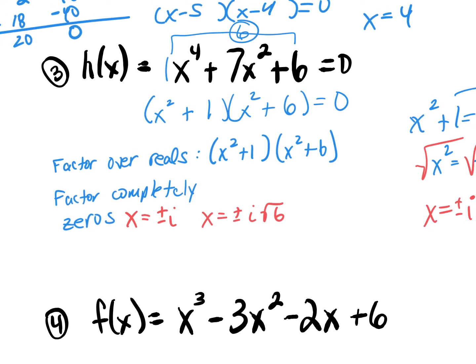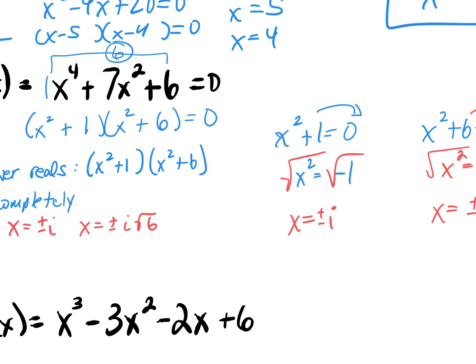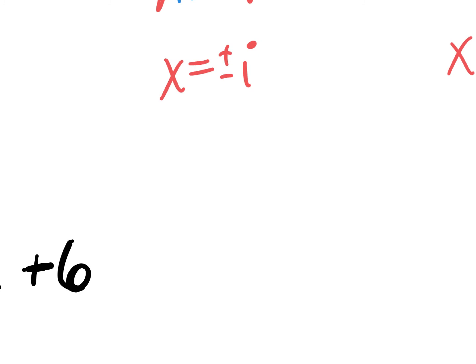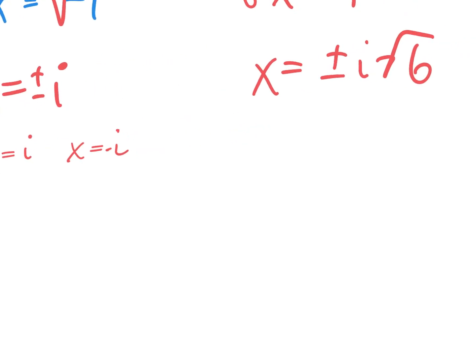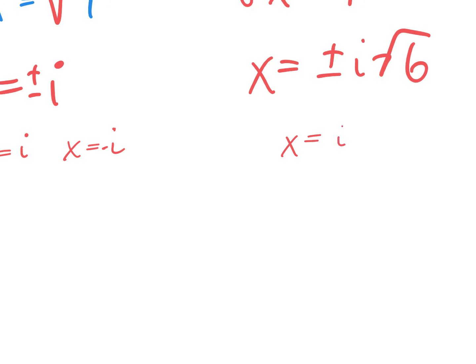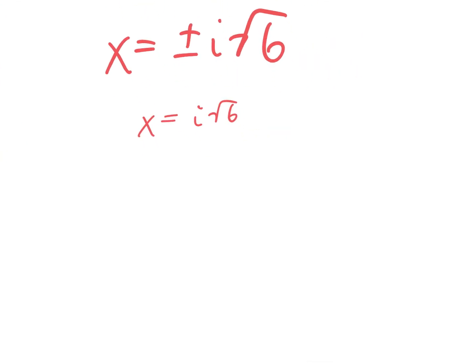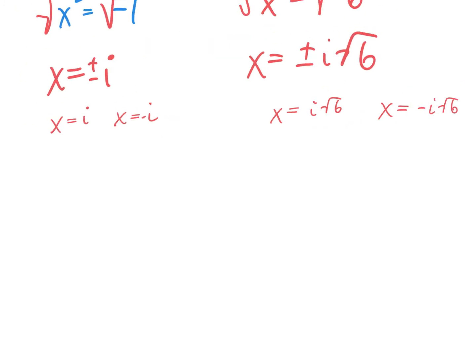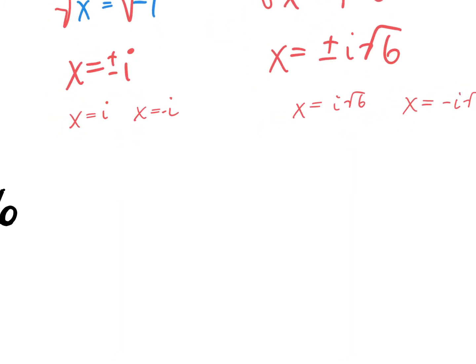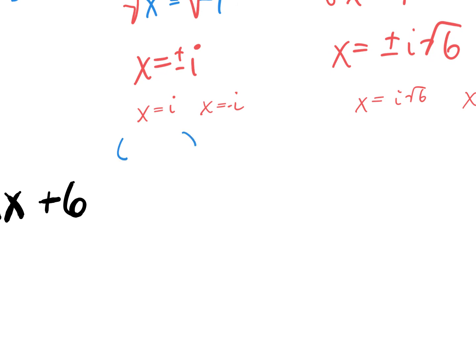Now, if we're going to factor completely, that means I want everything broken down as much as possible. So if you need to write it out like this, that's fine. x equals i, x equals negative i, right? This one is x equals i root 6, and x equals negative i root 6. If you're going to factor completely, you're going to go backwards. You're going to put them in parentheses. What do your parentheses look like?